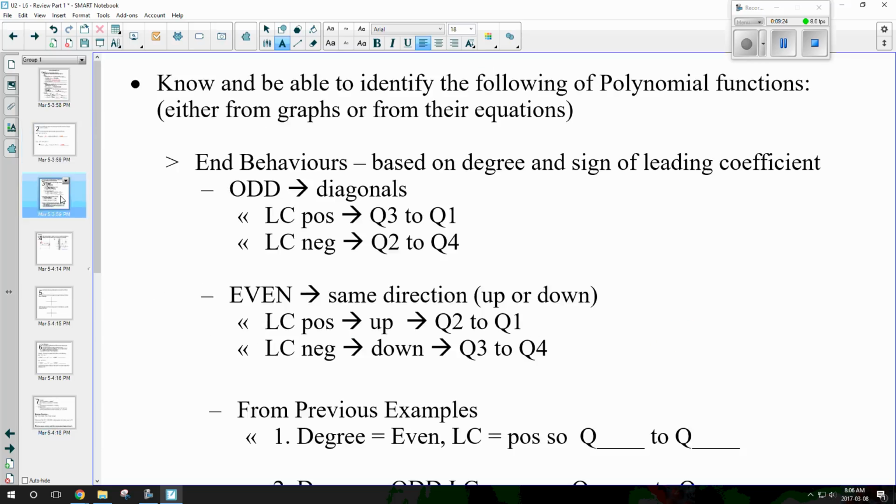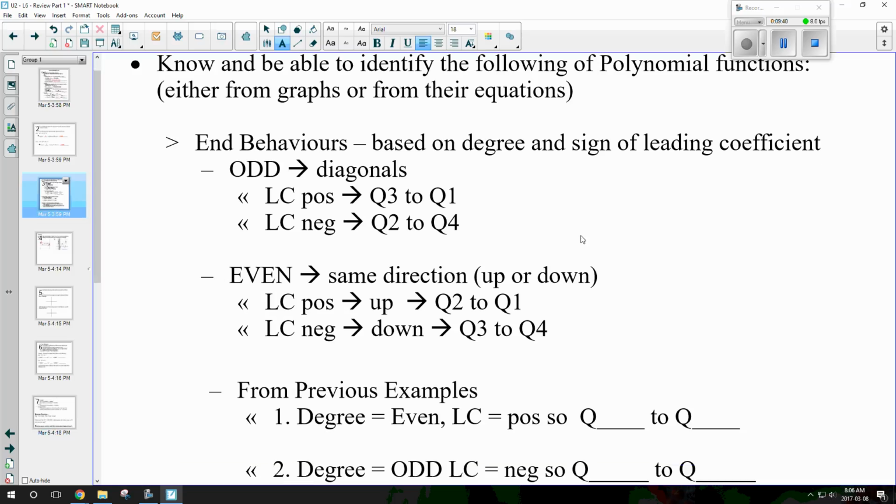Something else that we need to be able to do with our polynomials is know and be able to identify the following polynomial functions. You'll be able to identify this information from the graphs, or you should also be able to identify this information from their equations. So the first thing is our end behaviors. Remember, end behaviors are based on what the degree is, whether it's odd or even, and what the sign of the leading coefficient is.